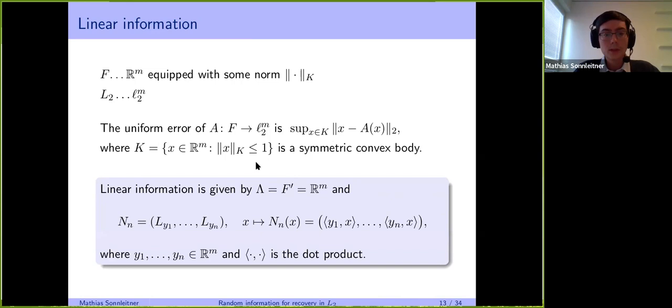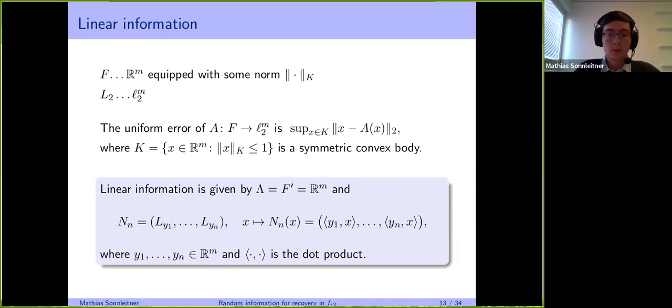And linear information is now given by allowing all measurements, so the whole class of linear functionals. And this can be identified with R m itself. And now such a linear information map looks like this. It's just the inner product with n vectors in R m. And this information map can be identified with a matrix, which we apply to a vector. And we want to recover this vector in the L2 norm.